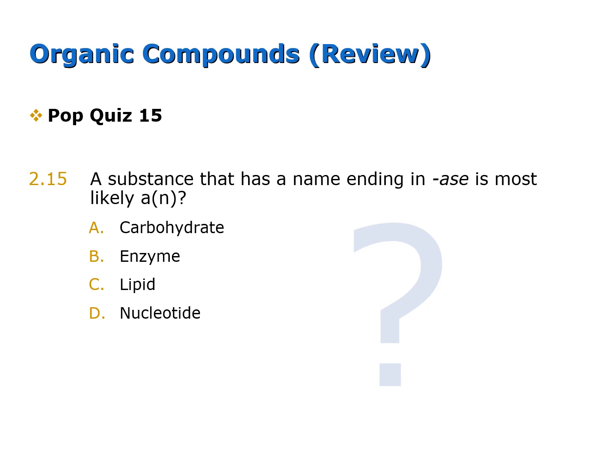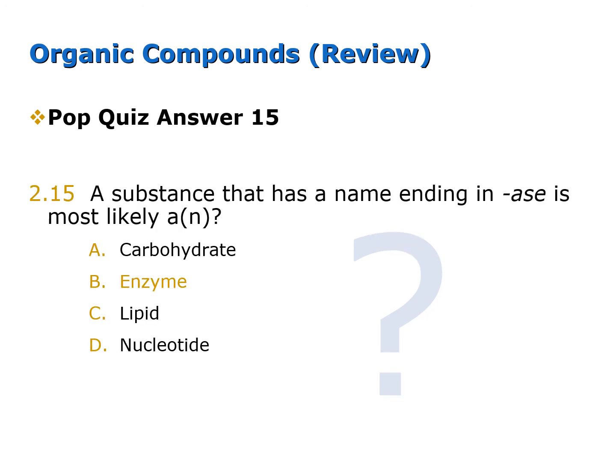Question number 15. A substance that has a name ending in ase is most likely A, carbohydrate, B, enzyme, C, lipid, or D, nucleotide? A substance that has a name ending in ase is most likely an enzyme. And this is part of the terminology that I would like you to start remembering. Everything that ends in ase, lipase, amylase, those are all enzymes.